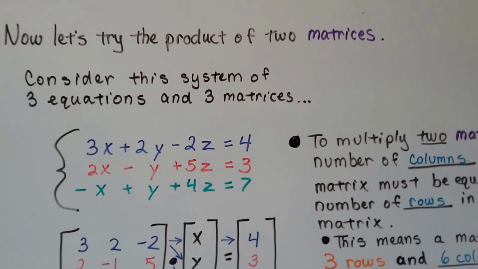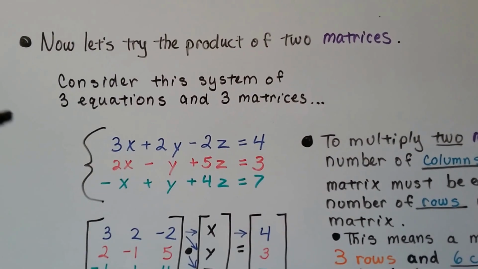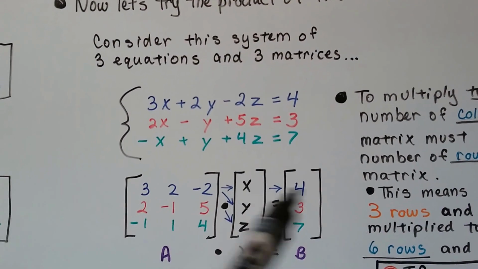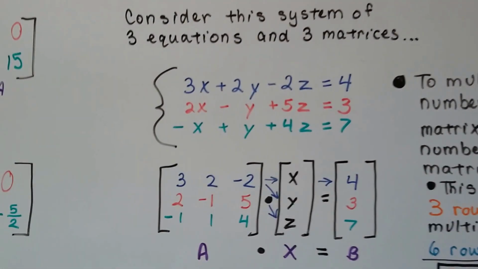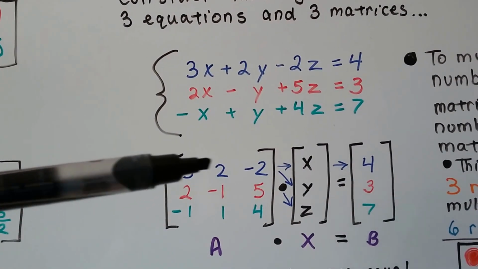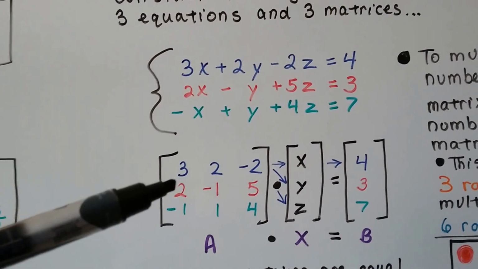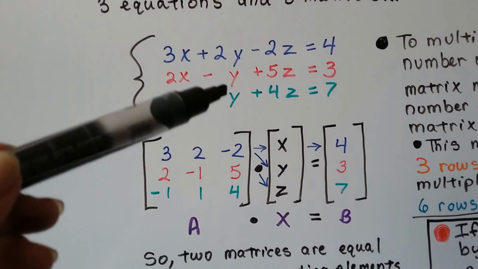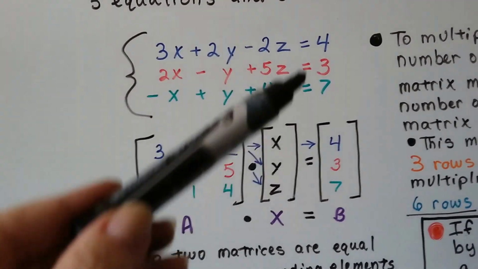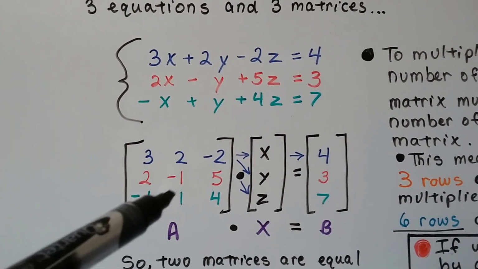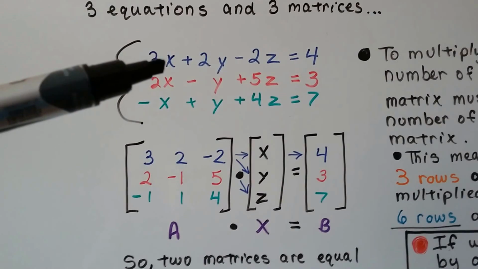All right? So let's try the product of two matrices. Now, we're going to consider this system of 3 equations, and we've got 3 matrices right here. So I want you to look at this very carefully. Here's our 3 equations, and this matches. We've got a 3, a 2, and a negative 2. We've got a 2, a negative 1, and a 5. We've got a negative 1, a 1, and a 4. And if you look over here, we have a 4, 3, 7, and that's the 4, 3, 7. All this matrix is this system without its variables.